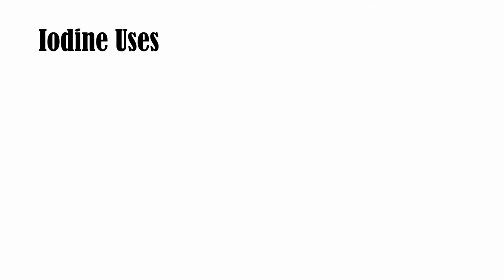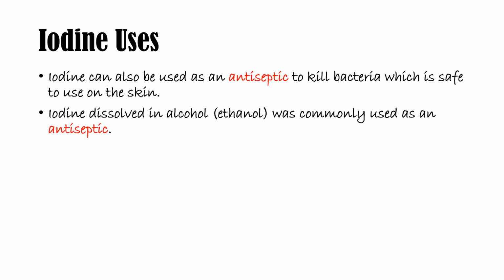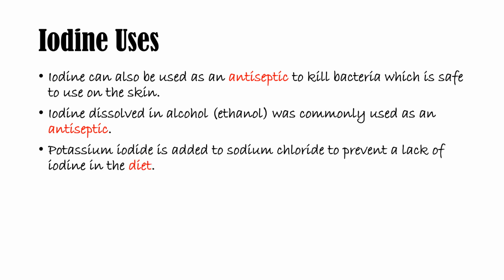Now we're going to look at the uses of iodine. So just like chlorine, iodine can be used as an antiseptic to kill bacteria, which is also safe to use on your hands. Iodine dissolved in alcohol, such as ethanol, was commonly used as an antiseptic. And lastly, potassium iodide is sometimes added to sodium chloride to prevent a lack of iodine in the diet.